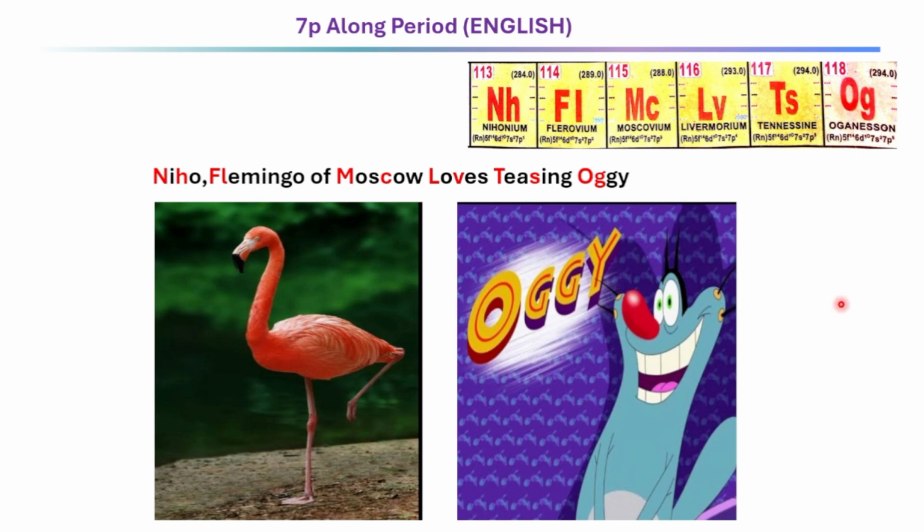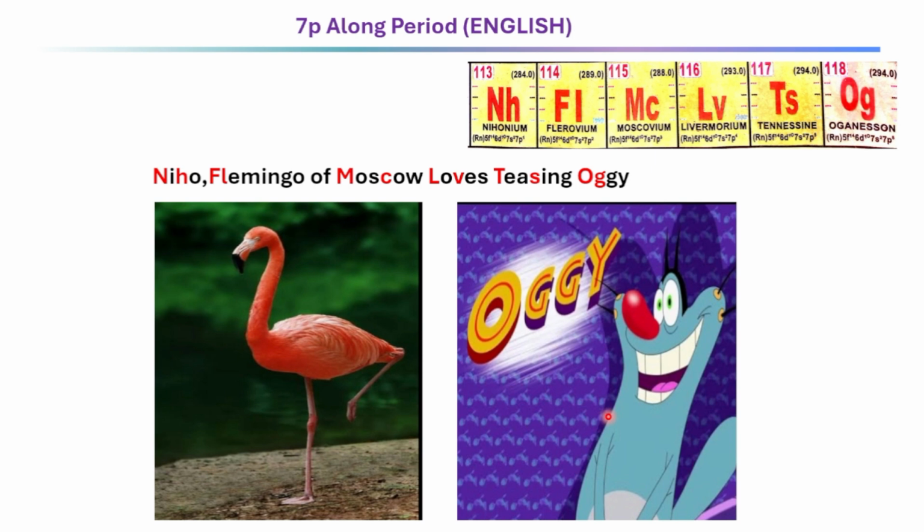You can remember that Niho and Augie are actually friends to each other. This bird's name is Niho, which is a flamingo bird. Niho and Augie love teasing each other in a friendly manner. So you have to remember: Niho, flamingo of Moscow. This flamingo is coming from Moscow.